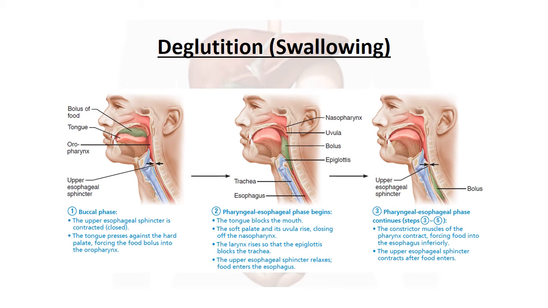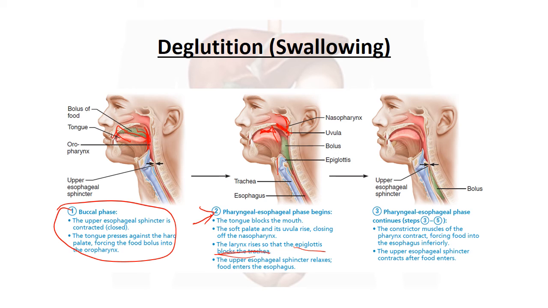Let's look a little bit closer, okay? So here we have our buccal phase here, okay? And again, the tongue presses against the hard palate, causes that bolus of food to move back. That bolus of food touches the back of the pharynx and triggers that reflex to cause you to swallow. And then in the swallowing, the pharyngeal-esophageal phase, you've got the tongue completely blocking the mouth. You've got the soft palate and the uvula rise in order to block off that nasopharynx. But then you've also got the larynx itself is going to rise up, and as it does, the epiglottis will block the trachea so that the bolus of food that you are swallowing goes right down into the esophagus.